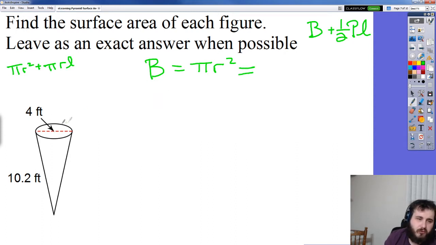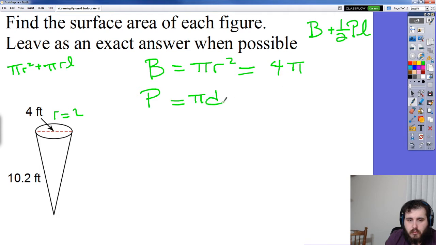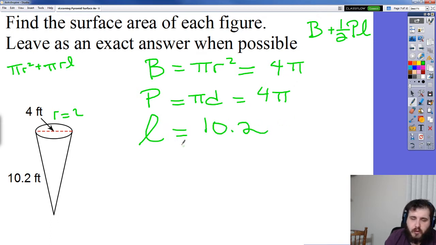So the diameter is 4, which means the radius is 2. So 2 squared is 4 pi. The perimeter, pi d. Well, d is 4, so. And the slant height is 10.2, because they give it to us. So B plus 1/2 PL.